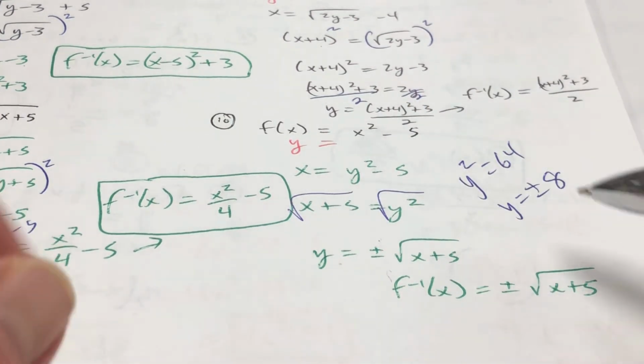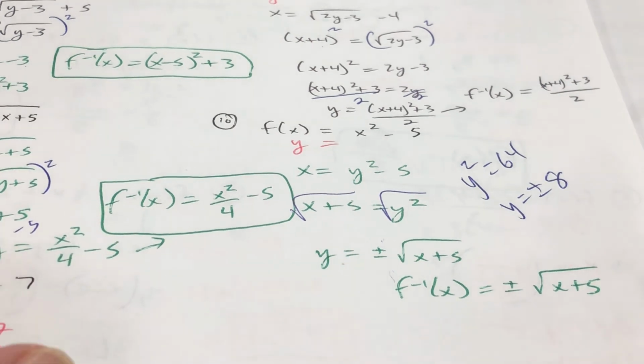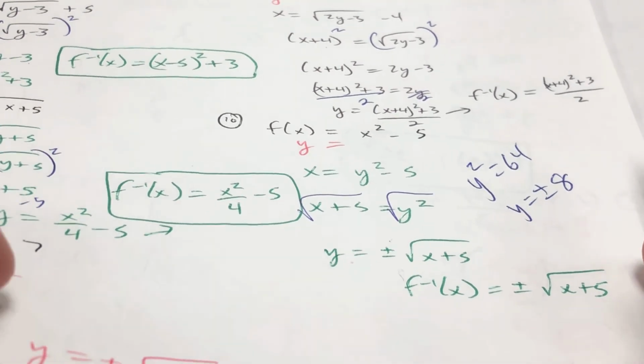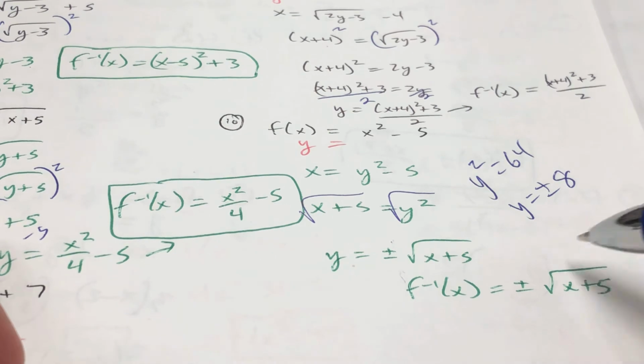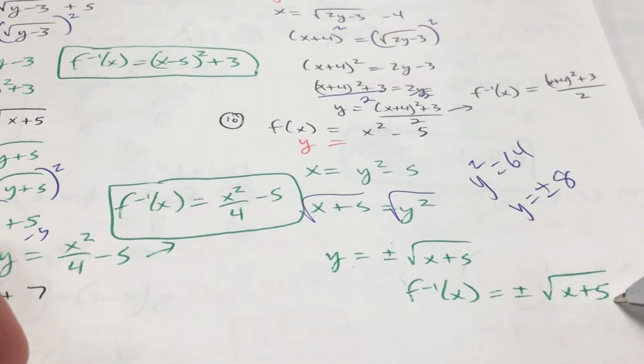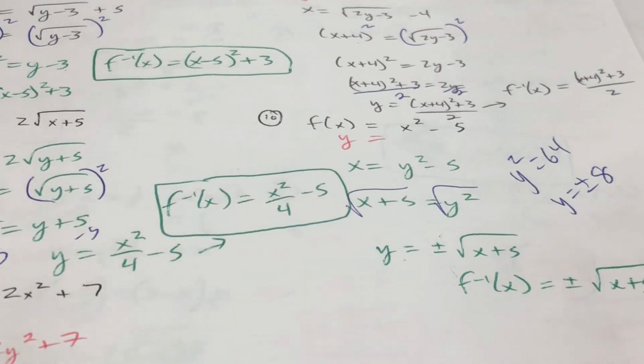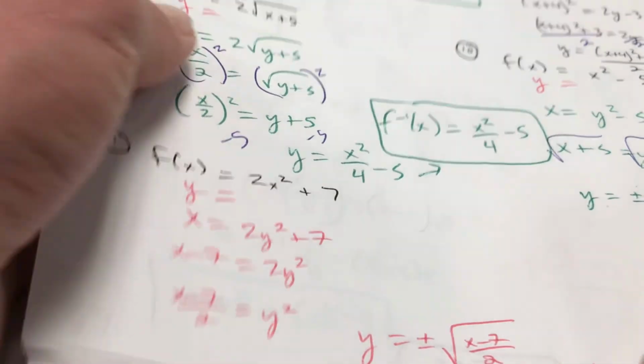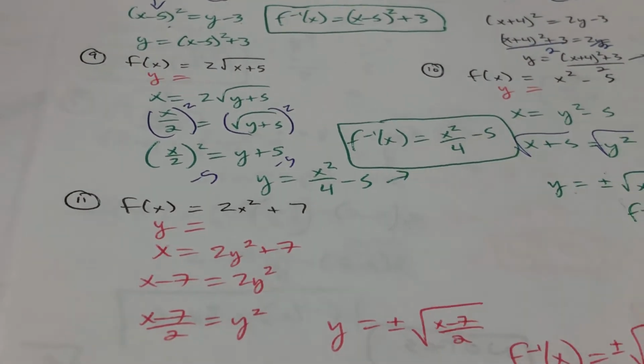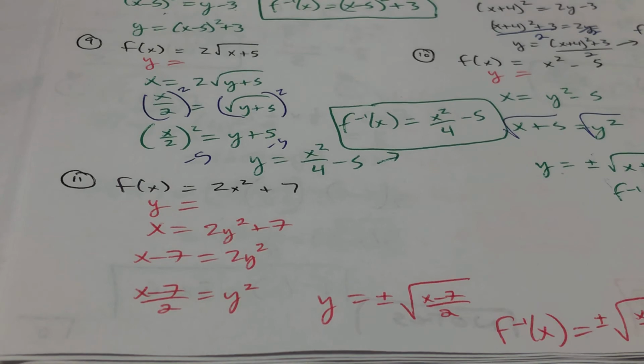So technically, this does not have a true single inverse. Some books will say it has no inverse. It fails the horizontal line test. We're going to write plus or minus the square root of x plus 5 for right now. All right? But a parabola will not have a true single inverse. We can see that with the plus or minus.